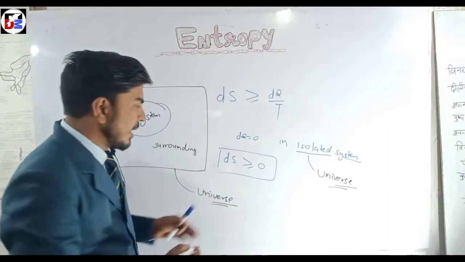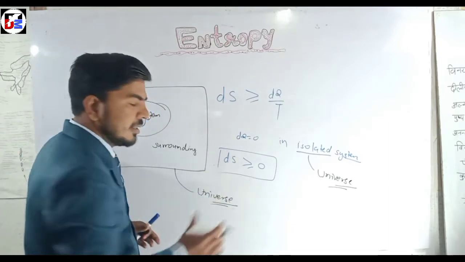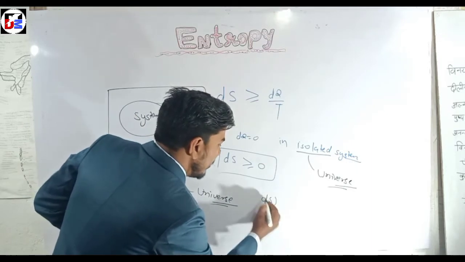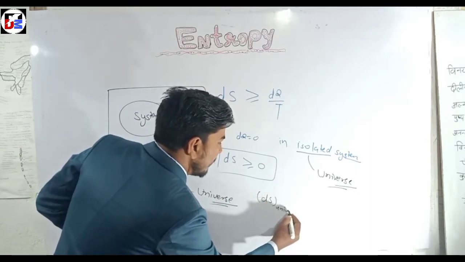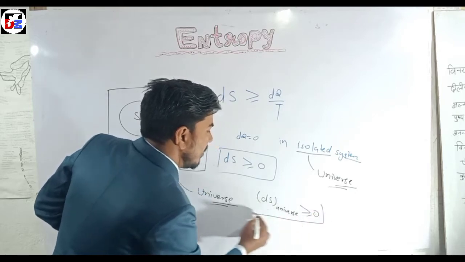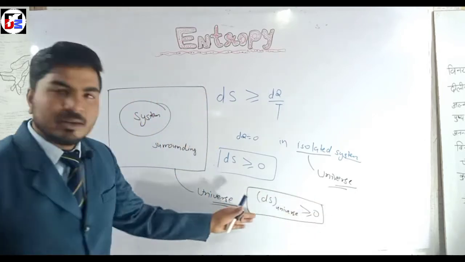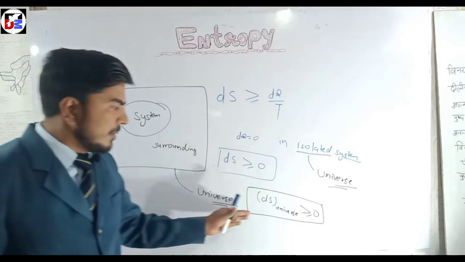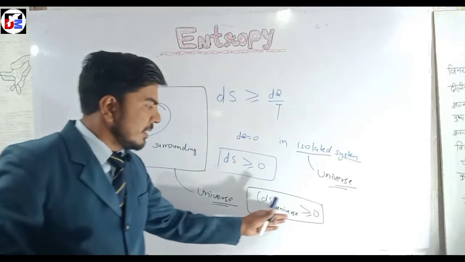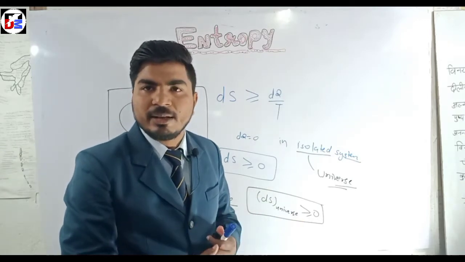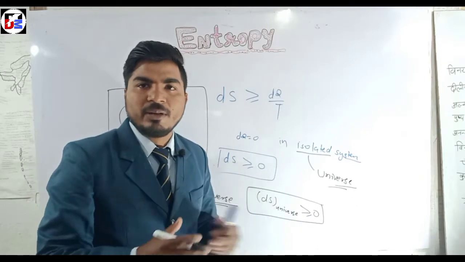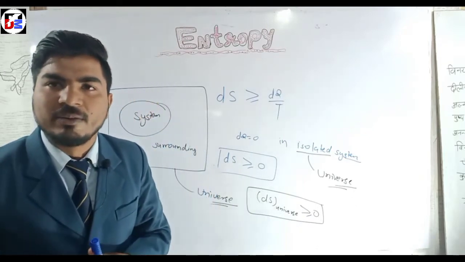If we say that the entropy of an isolated system always increases, then we can also say that ds universe is always greater than or equal to 0. This is the entropy principle: the entropy change of the universe is always equal to or greater than 0. It means the change of entropy of the universe is always positive.